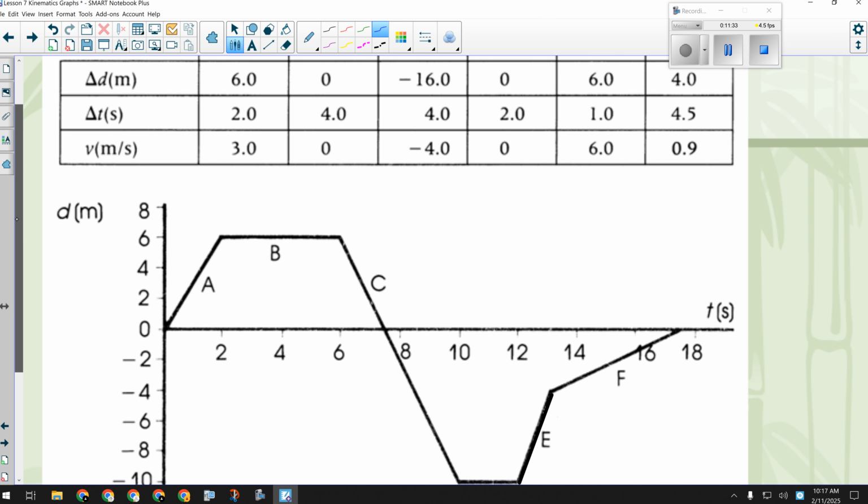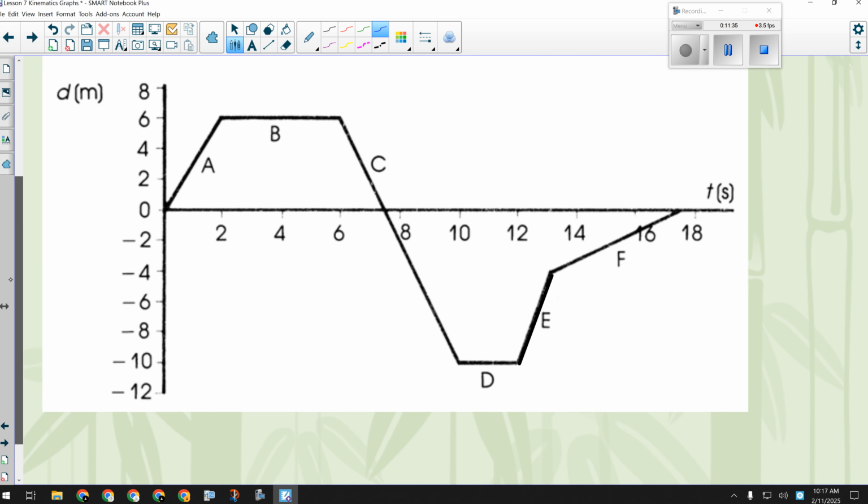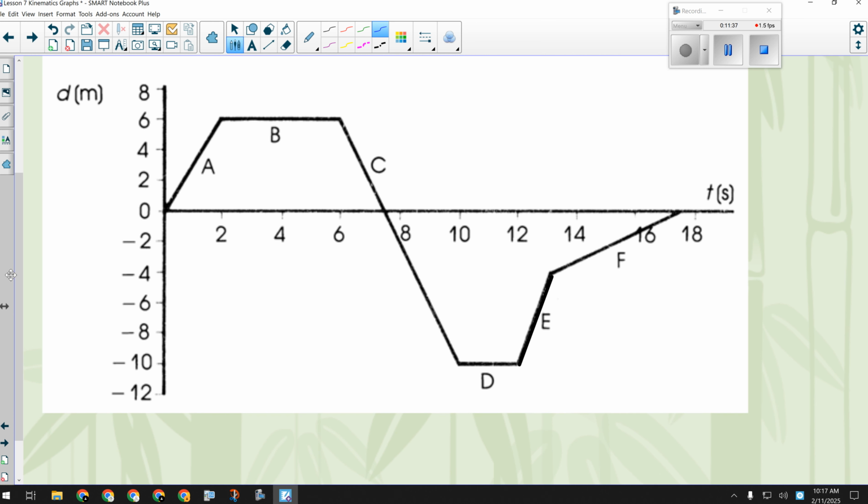All right, let's look at this graph and do a little bit of analysis here. So it's a position versus time graph. It's showing me where the object is at various points in time. Okay. What's the object doing in part A of this graph?